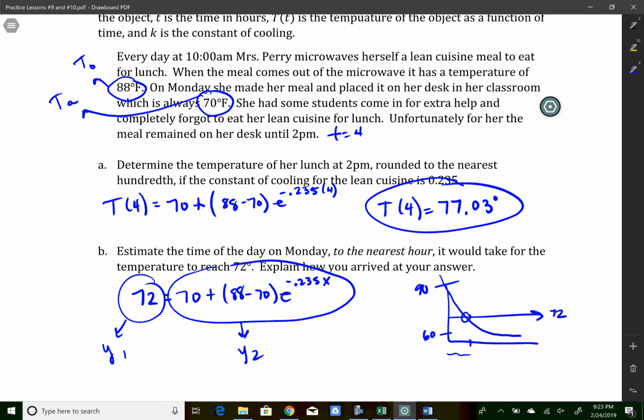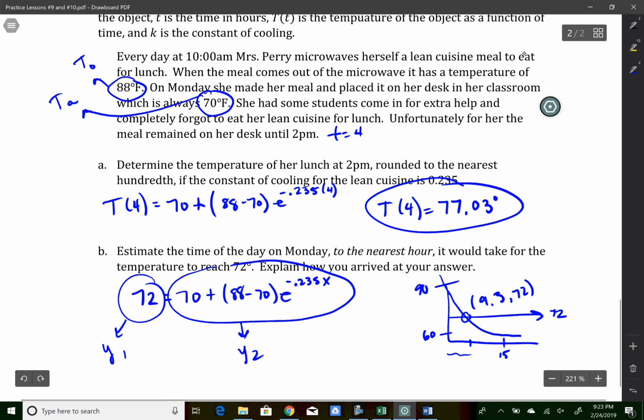And to figure out the X value, you're literally guessing. You're saying, how long can I estimate that this is going to take to happen? So I think it's going to take about, I don't know, 15 hours or so. So I'll go out to 15 on my x-axis. And then when I do that, I see that I was over guessing because it comes out to be about 9 hours. So in finding the intersect button here, we got 9.3 hours, comma 72. So that takes about 9.3 hours to happen.